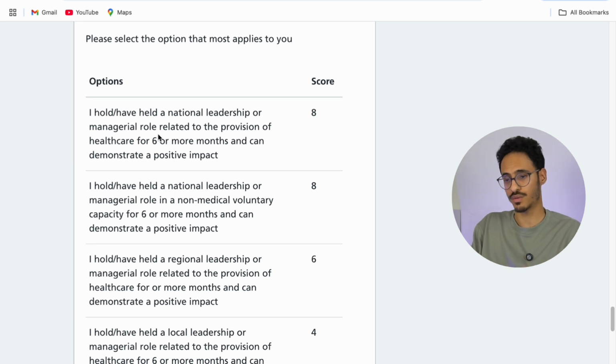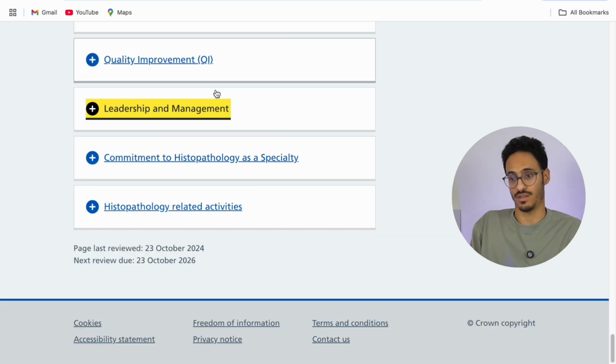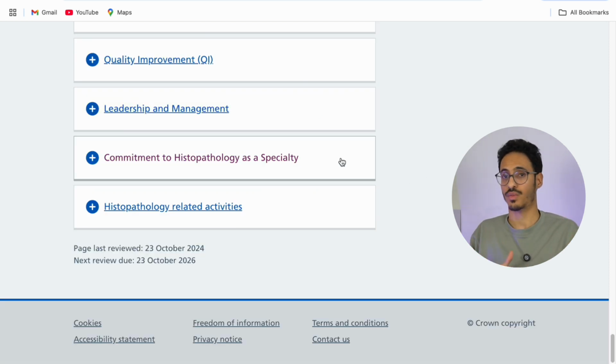It's not common for them to overscore you. Most of the time they underscore you, but it can happen if you're not sure. National would be representing your country. Regional would be obviously representing within the hospitals in your region or in your city, whereas local would be something like a rota coordinator. The next domain is commitment to histopathology specialty.